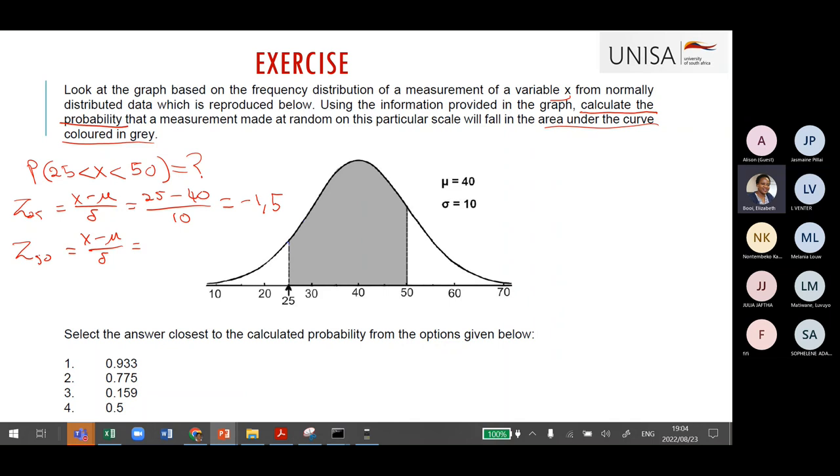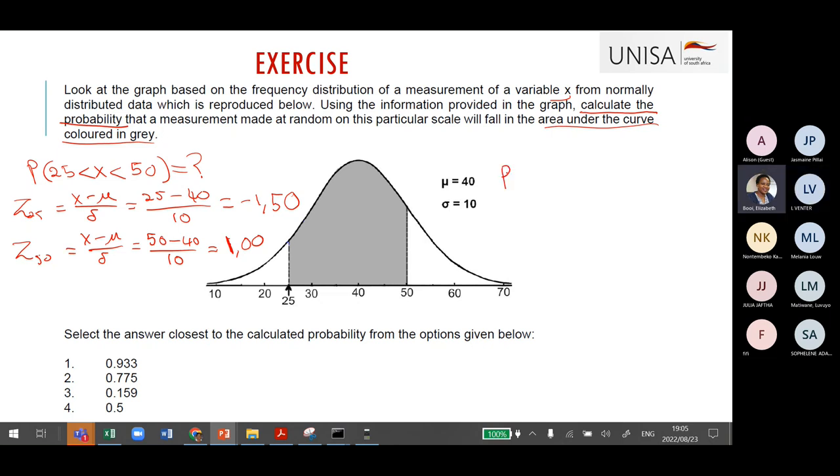Okay, so it's 50 minus 40 divided by 10, that equals 1. So 10 divided by 10 equals 1. I'm going to put 0, 0 here because the table has two decimals, and on this one I'm also going to add the 0 at the end so that it has two decimals. Okay, so we do have our values.